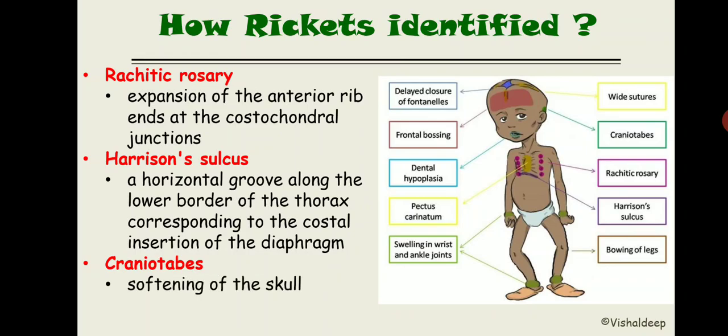And the next one is the pectus carinatum. Now this pectus carinatum is the bulging of the anterior aspect of the chest. That is the pectus carinatum, shown in the yellow box over here. Now let me show you certain pictures.